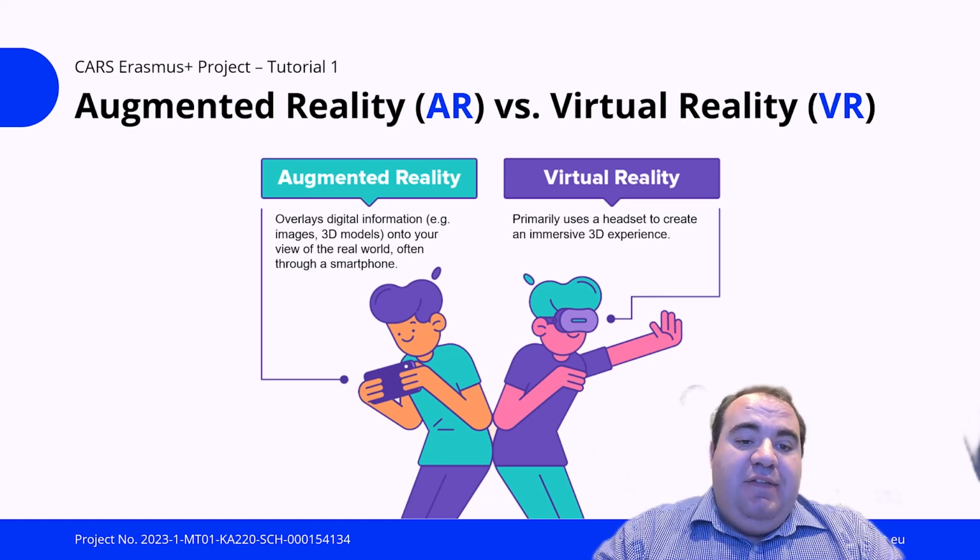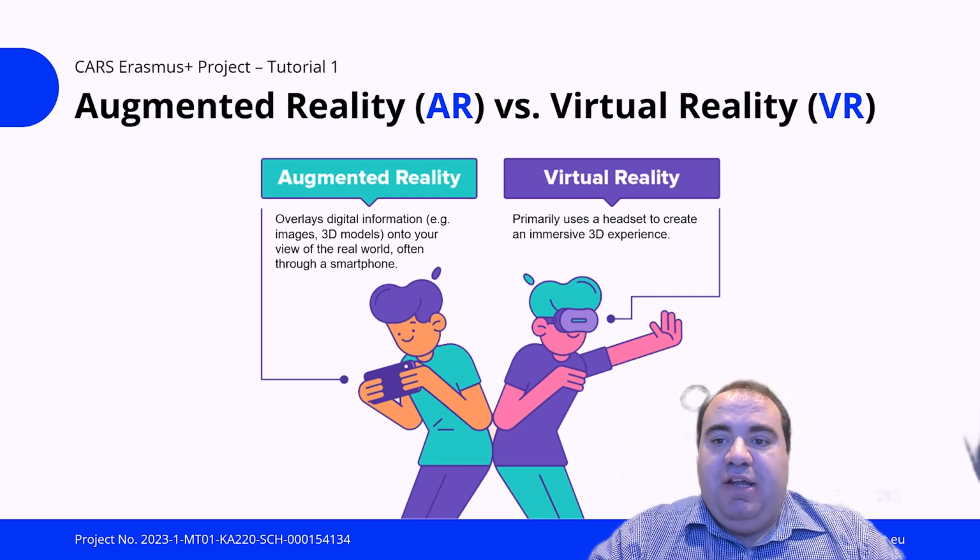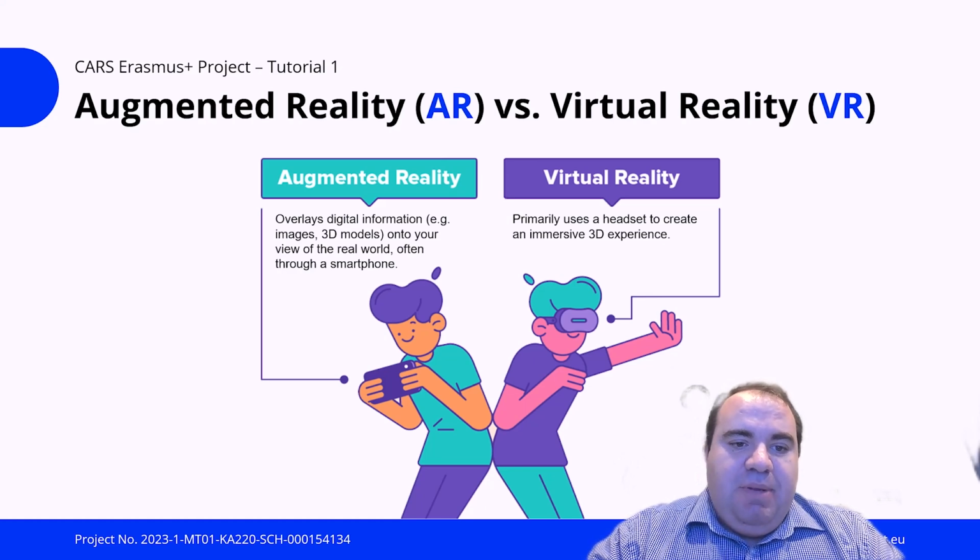In augmented reality, however, users will typically make use of camera-enabled devices, such as a smartphone or a tablet or even a computer which has a webcam attached to it, and this enables the user to view the real world while also viewing digital models or information being superimposed onto the real world.